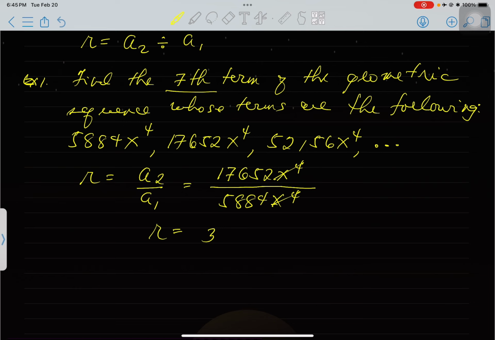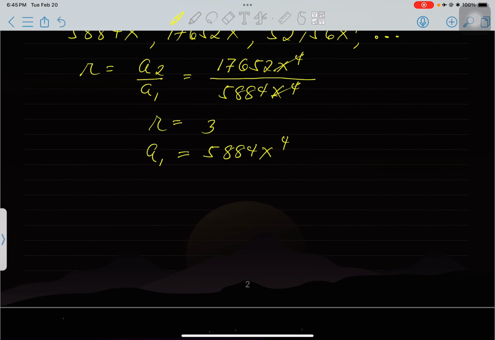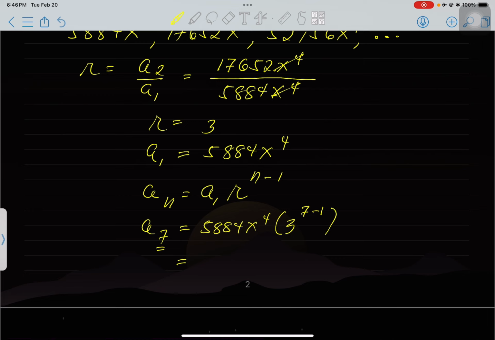Now we are ready to find out our seventh term. Since our first term, a sub 1, has the value 5,884 x raised to the power of 4, by using our formula, a sub n is equal to a sub 1 r raised to n minus 1. And we are asked to find the seventh term. So a sub 7 is equal to 5,884 x raised to the power of 4 multiplied by our constant ratio 3 raised to 7 minus 1. Then continue simplifying. Let us copy 5,884 x to the power of 4, then 3 raised to the power of 6.